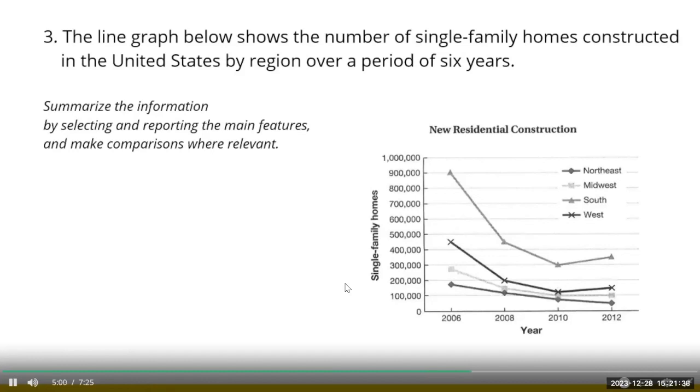And one of them is actually in 2010. Line number 2 from the bottom, it's the Midwest. It remains the same from 2010 to 2012. So I think this is important information, and that kind of information you can include in your essay. So that's what we have, guys, for our line graph.